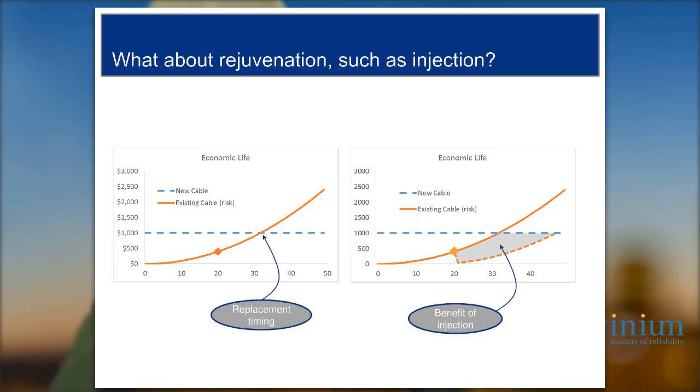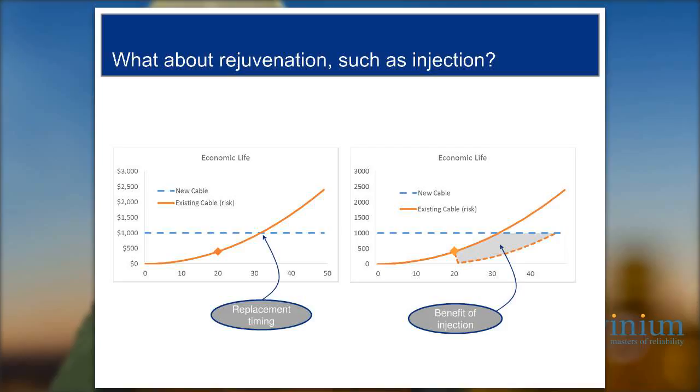So what we're looking at here on the right-hand side is an example of how you might look at the benefits of injection. You can see there that the dotted line, we've taken a notch out of the risk curve going forward. And what that means is that instead of this cable reaching its end of economic life at age 32, like it did before, now it's going to reach end of economic life at close to age 50, where the dotted line crosses. So we basically bought ourselves another almost 20 years of life by injecting the cable. And so that shaded area there is the risk reduction, the benefit that we get from injecting.